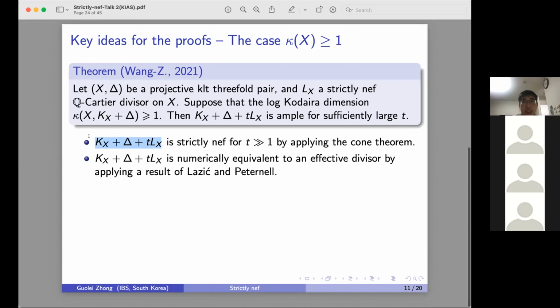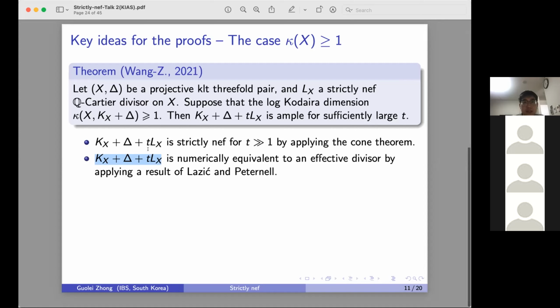You just control the (K_X + Δ)-negative curves by this L_X. So once this L_X is strictly nef, then we can easily show this is also strictly nef for sufficiently large t. And then the second point is to show that K_X + tL_X is numerically equivalent to an effective divisor by applying a result of Lesieutre and Peternell. Actually, they further show this is numerically equivalent to a semi-ample effective divisor. Then we apply the base point free theorem, and we can show this is ample.